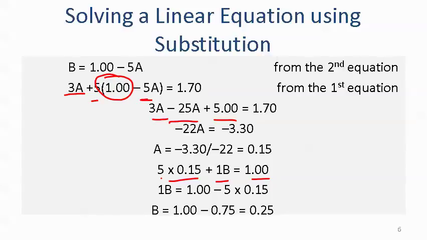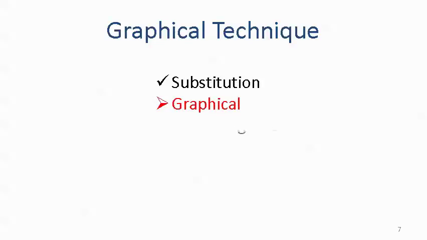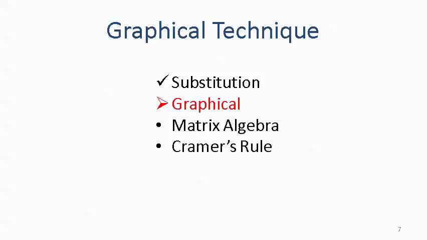So that's the first technique. That's substitution. So now we've solved that problem. Let's go on and look at a graphical technique. Then eventually we'll get to matrix algebra and then Cramer's rule.